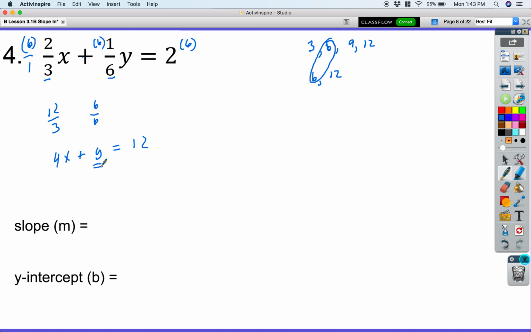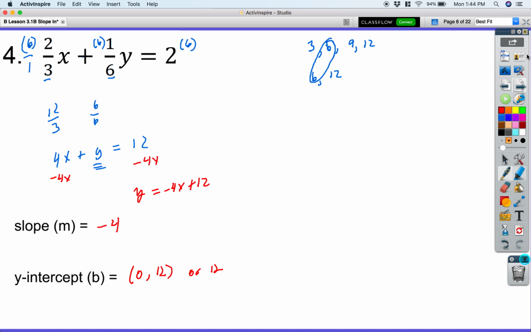Now remember, I'm trying to always get the y by itself, so the only thing I need to do is subtract 4x from both sides. And this would give me y is equal to -4x plus 12. So now I look at my slope. The slope is the number attached to x, which is the -4. And my y-intercept would be my starting value, which is 12.